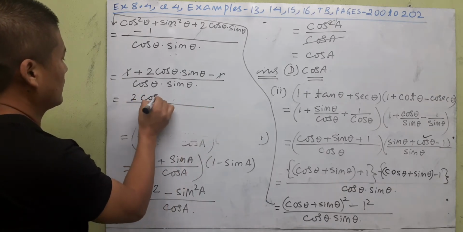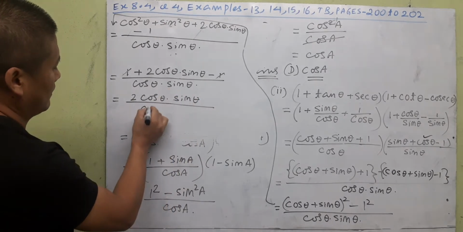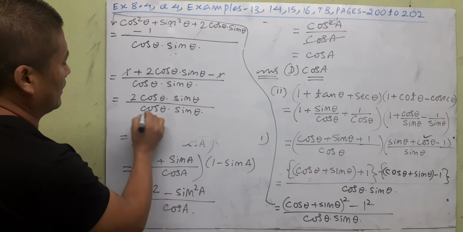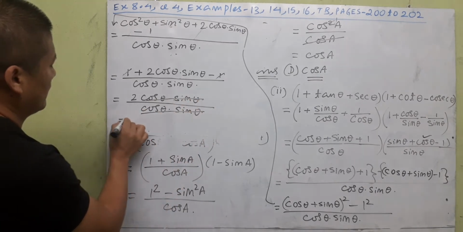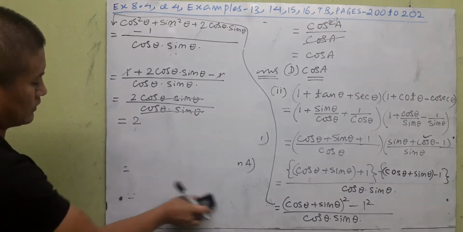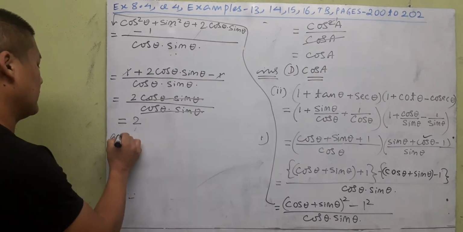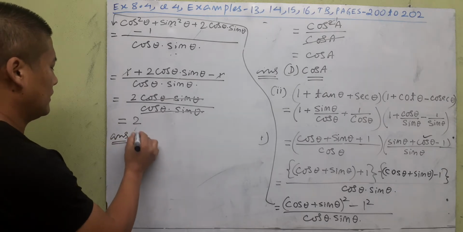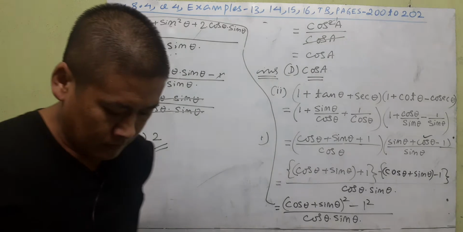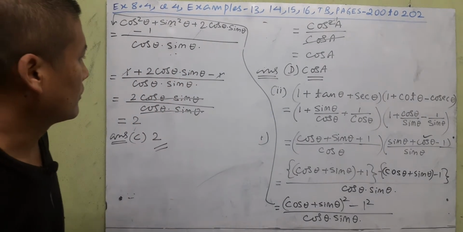So we're left with 2 cos theta into sine theta by cos theta into sine theta. So this portion cancels, leaving you behind 2. So the answer choice that matches this answer 2, if you look there, is C. So our answer here is C, which is 2, right? So that is 1, 2, 3 done. One more there, 4. So let us go to number 4.